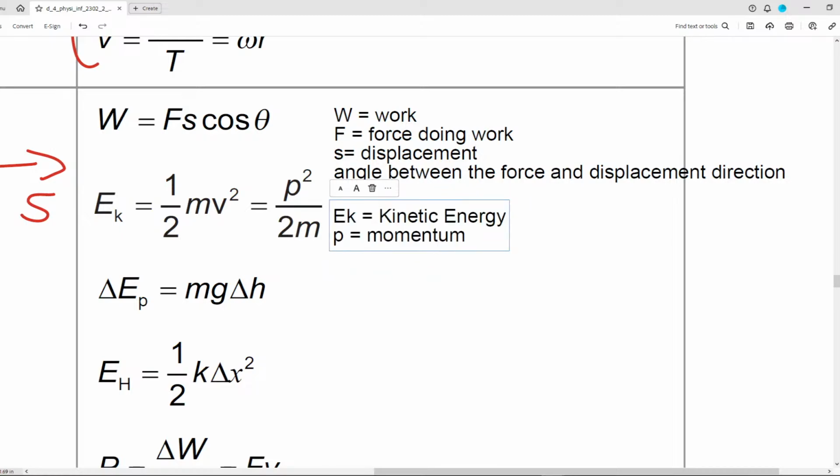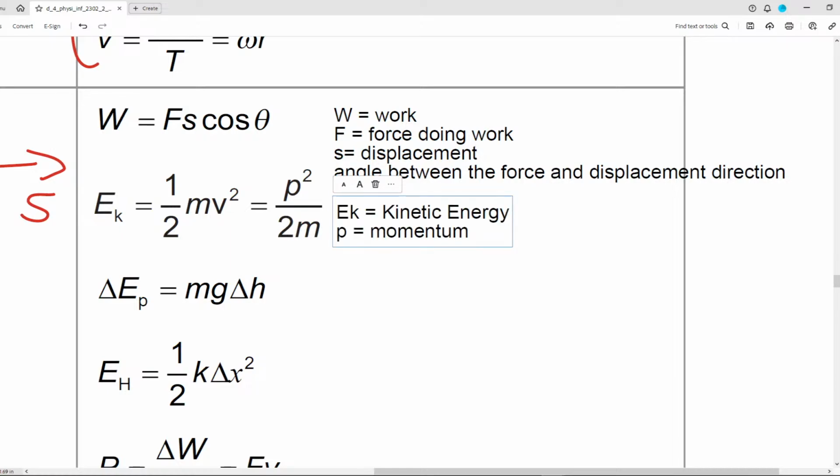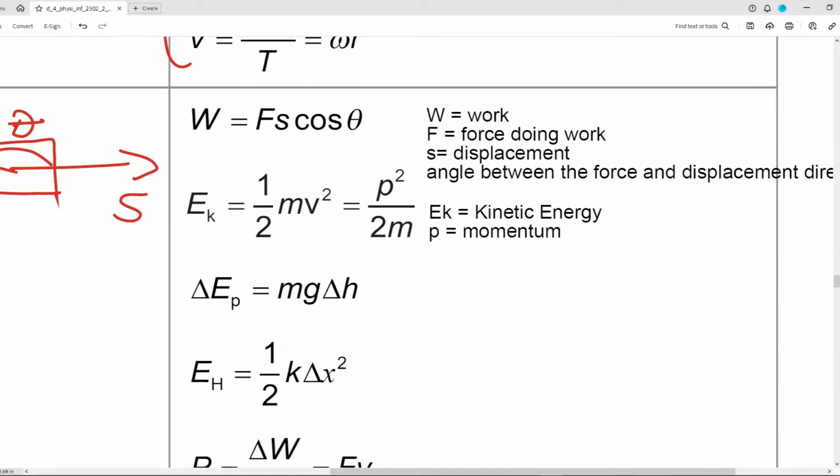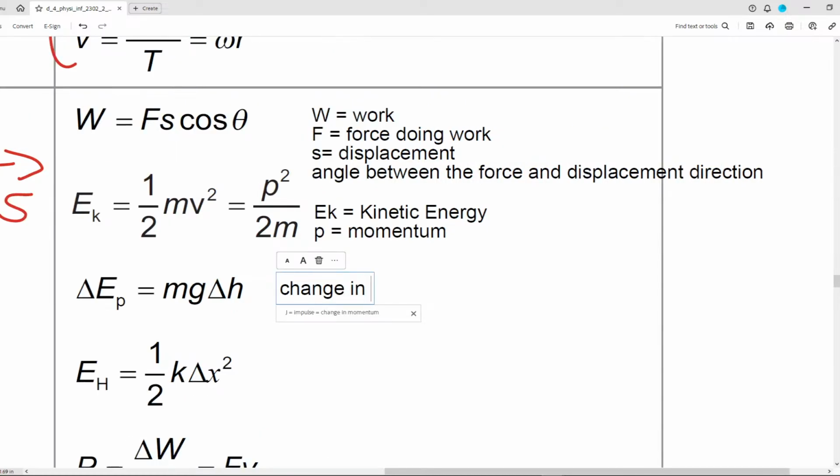You are actually expected to know how to derive from one to the other. I will not show it here, but you can show these two formulas for kinetic energy are actually the same. The next one should also look quite familiar. This one is gravitational potential energy, but specifically this is change in gravitational potential energy.